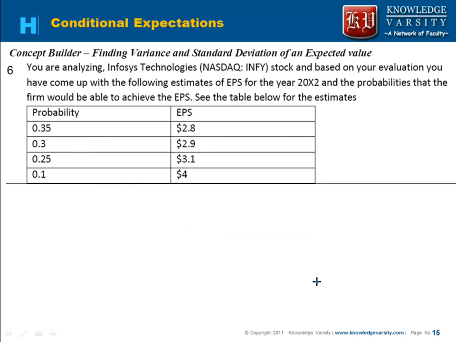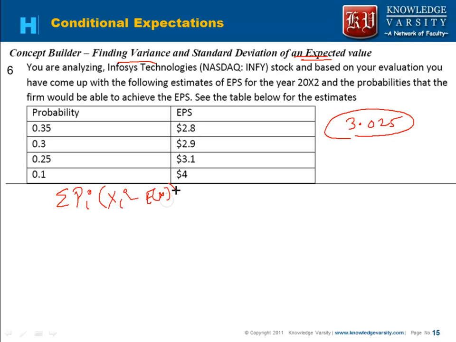We'll see the variance in this problem. So now you have computed the EPS as 3.025. We are being asked to compute the variance. So, finding the variance and standard deviation of an expected value. How do you get the variance? The variance formula is the summation of pi times (xi minus expected value) whole square.